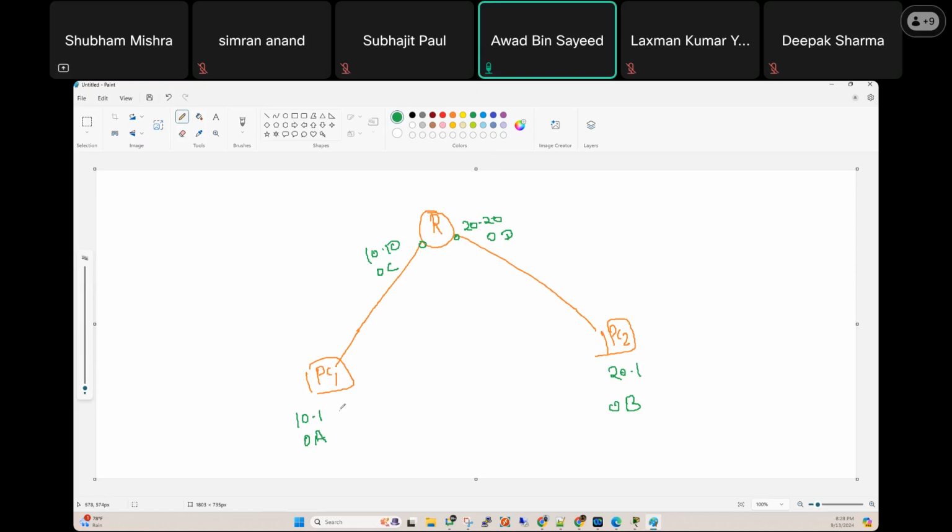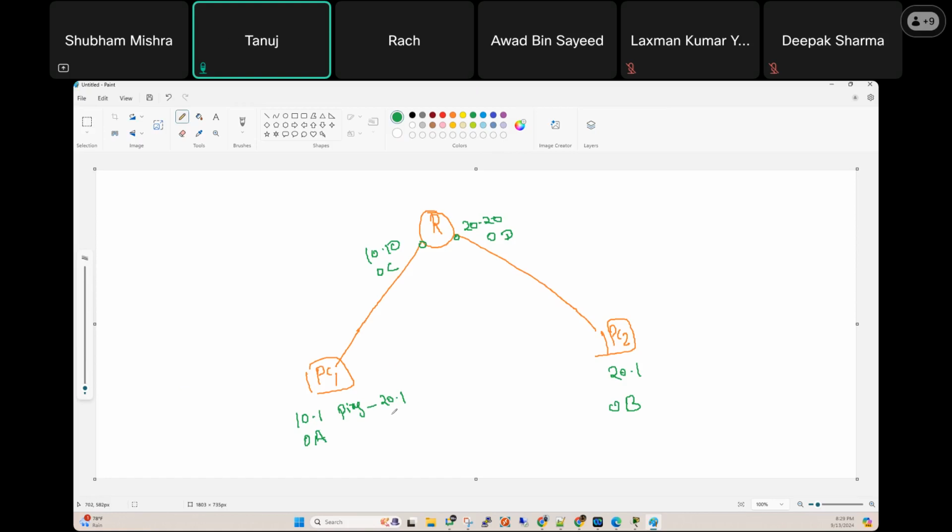On PC number 1, I write the command ping 20.1. What will happen? Anyone? Not reachable. It will not ping. It is on a different network. What will happen? We need to route first.